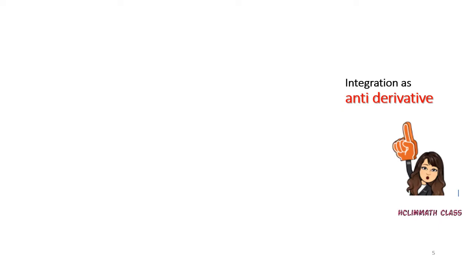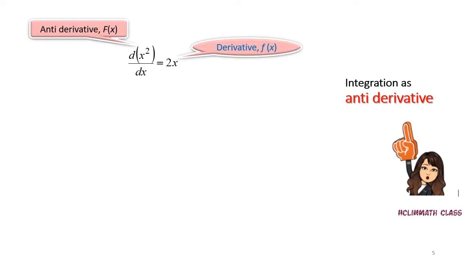So before we proceed, the basic idea is that we must know integration is the process of antiderivative. I hope that you still remember what is meant by derivative. We differentiate x squared, so we will have 2x. So 2x is the derivative function and x squared is the antiderivative.